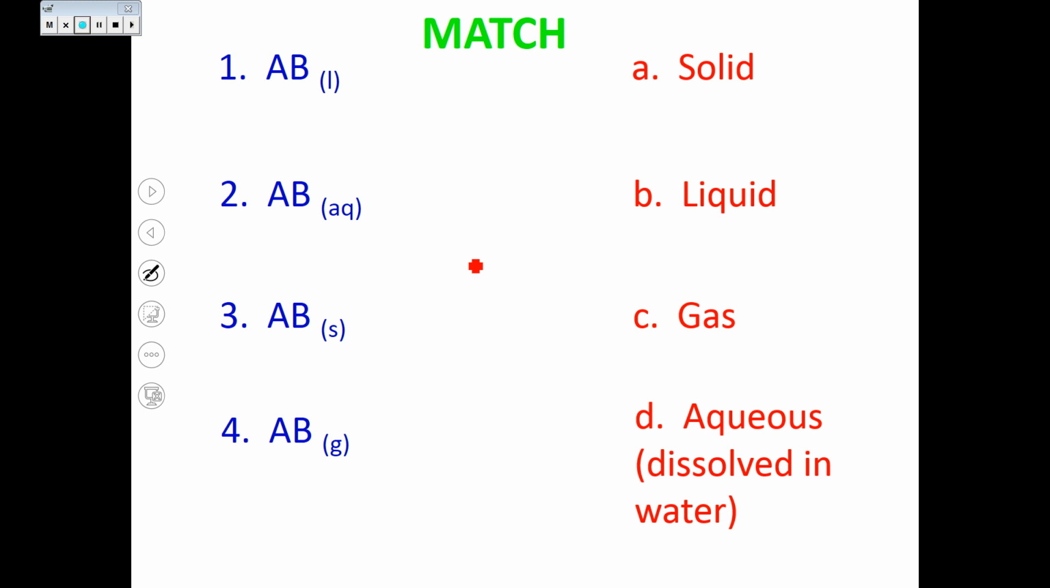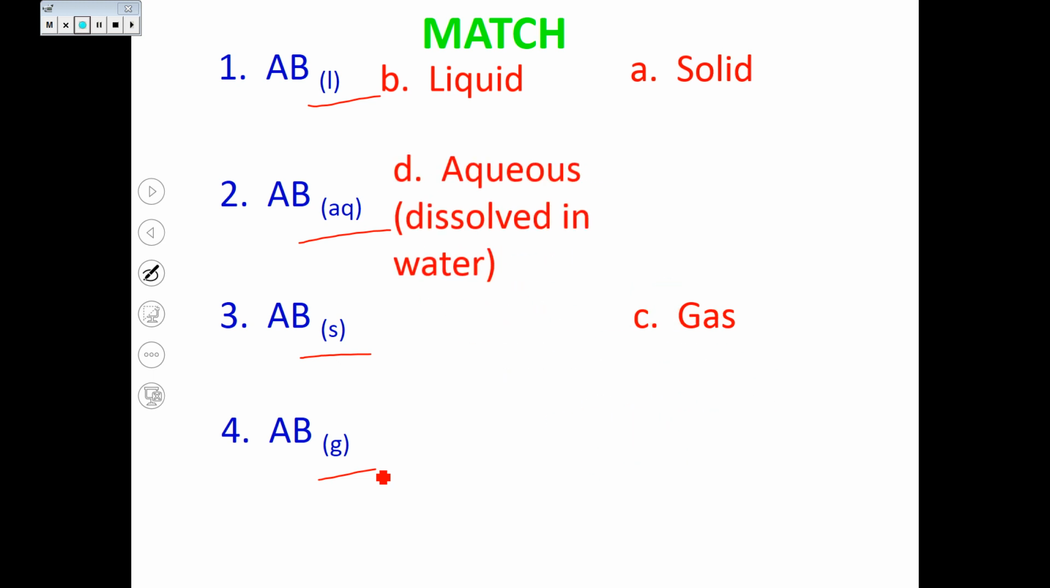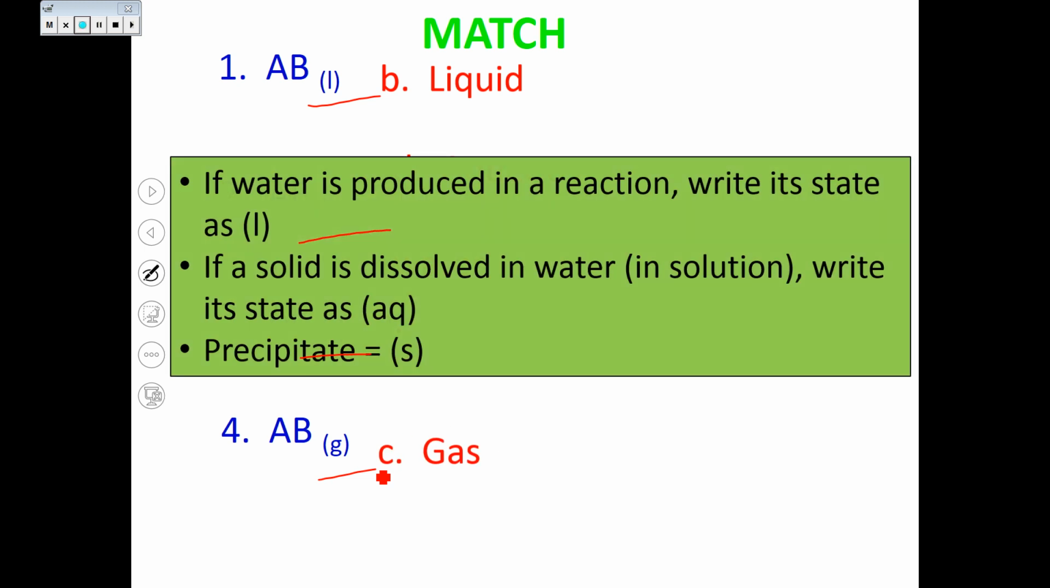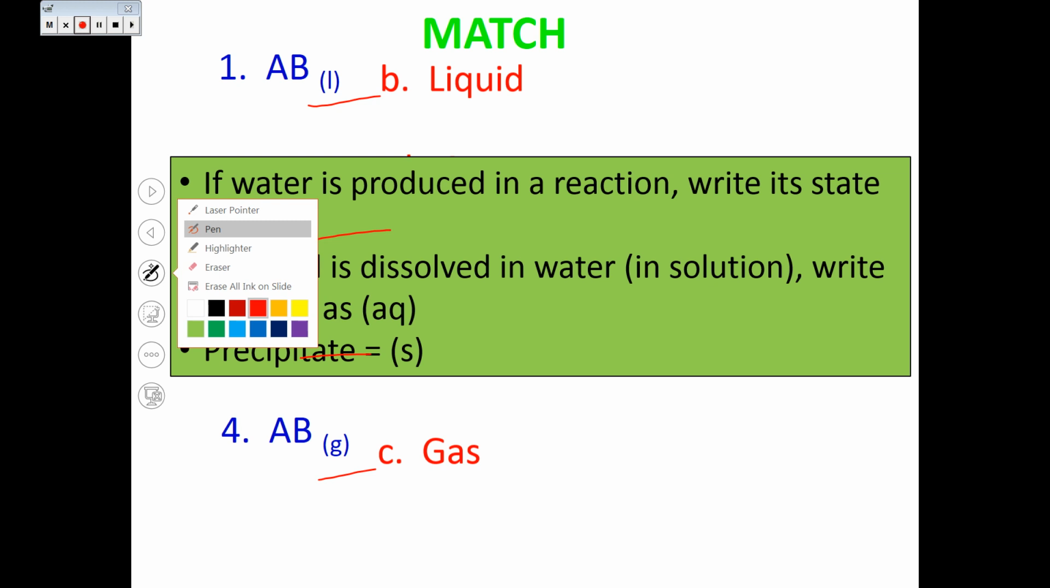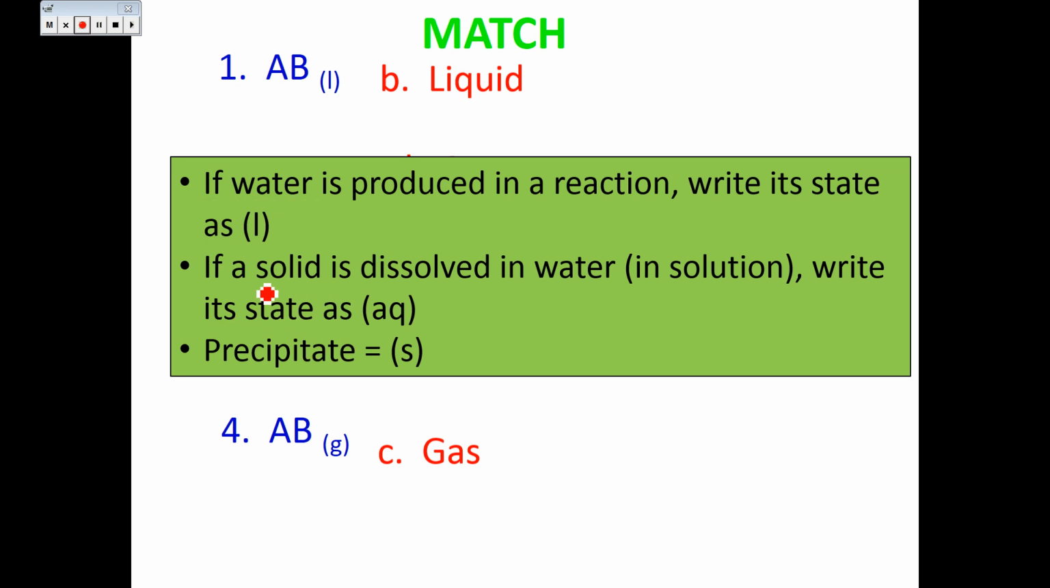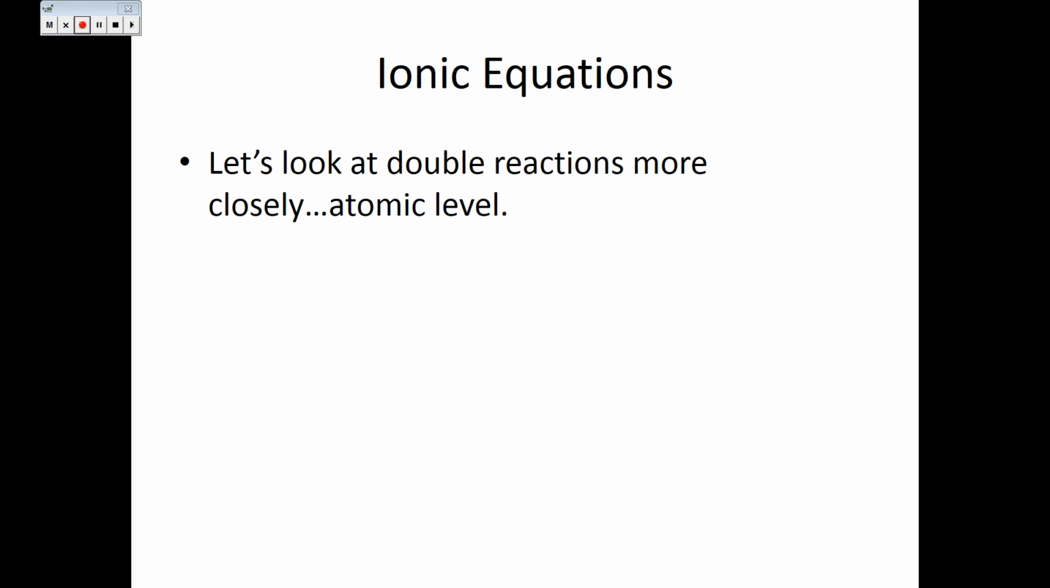So the states of matter, like we have seen, are written in a chemical reaction as subscripts next to the compound. L stands for liquid, AQ stands for aqueous, S stands for solid, and G stands for gas. If water is produced in a reaction, we write water as L. If a solid is dissolved in water, we write it as AQ, and a precipitate is written as an S.